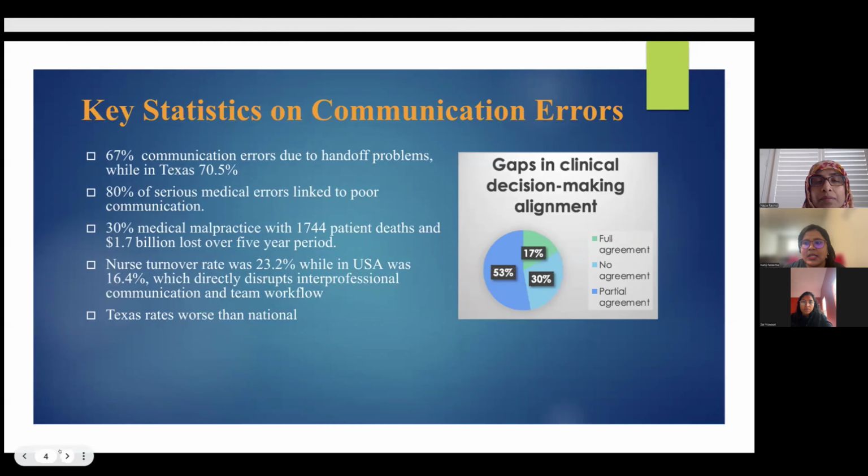Nurse turnover has also worsened the communication issue. In 2026, the median nurse turnover rate in Texas was 23.2%, compared to the national rate of 16.4%, which directly impacts interprofessional communication and team workflow. Regarding patient decision-making cases, only 17% of physician and nurse pairs show full agreement and 30% have no agreement, with 53% showing partial agreement. So we can see that the communication problem in Texas is more severe than the national average.